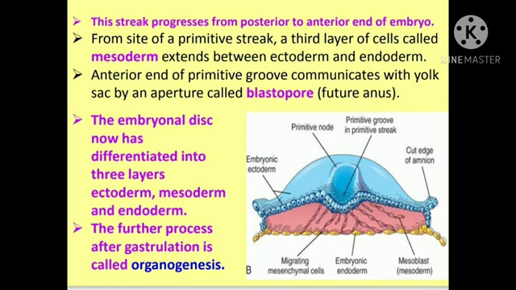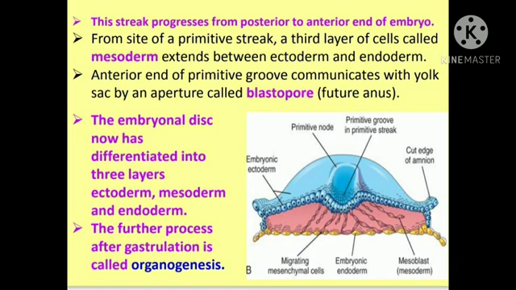Next, this streak progresses from the posterior to the anterior end of the embryo. From the site of the primitive streak, a third layer of cells called mesoderm extends between the ectoderm and endoderm. The anterior end of the primitive groove communicates with the yolk sac by an aperture called the blastopore, which will be the future anus. The embryonal disc has now differentiated into three layers: ectoderm, mesoderm, and endoderm.